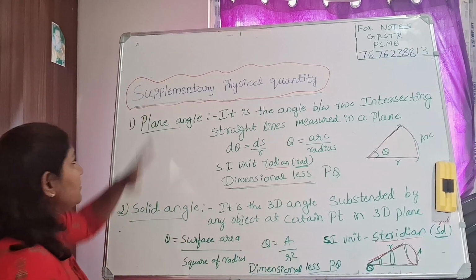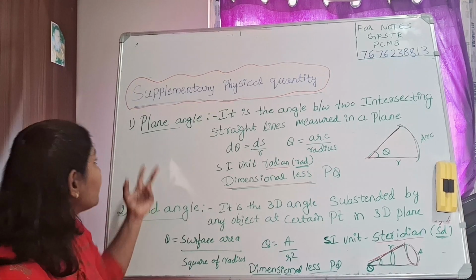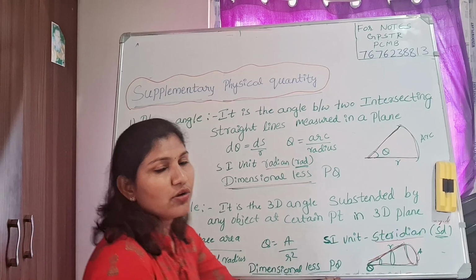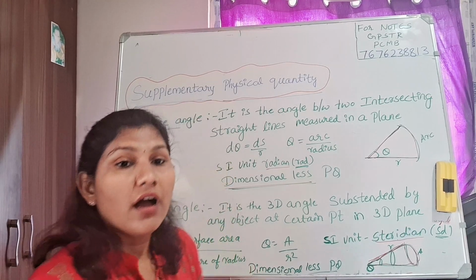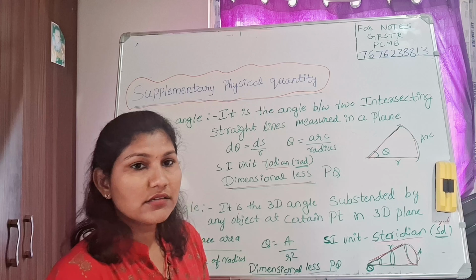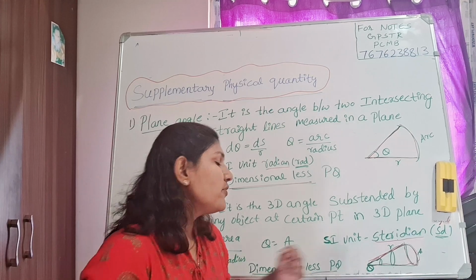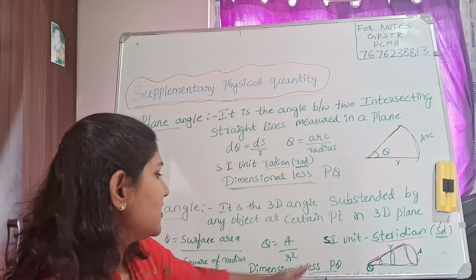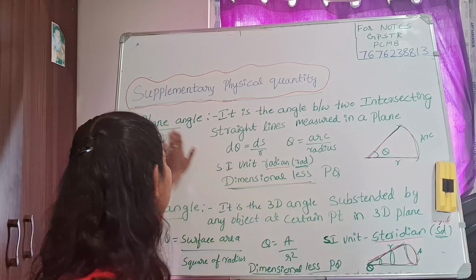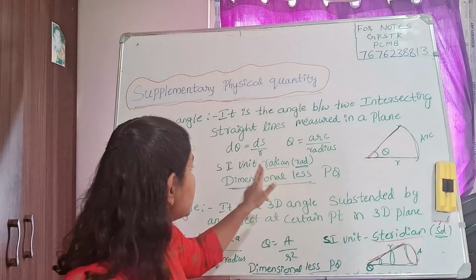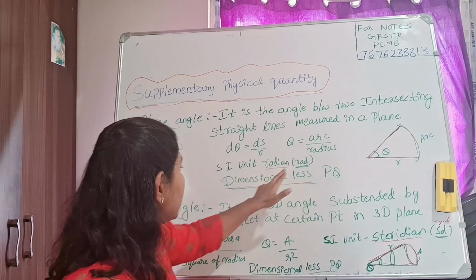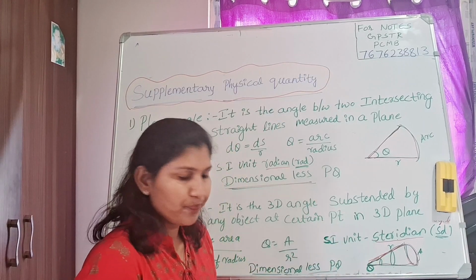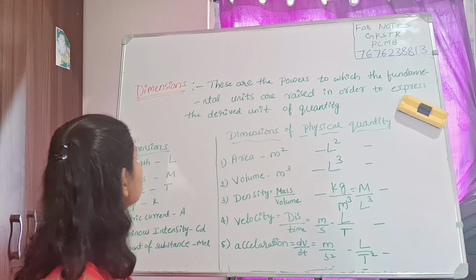So in supplementary physical quantities we get two types, plane angle and solid angle. Both are dimensionless physical quantities. In your exam, in MCQs, they will ask which one is a dimensionless physical quantity. This is very important, you should know. So there are two dimensionless physical quantities in supplementary physical quantity, plane angle and solid angle. And remember the SI unit for plane angle is radian, and for solid angle it is steradian. Remember this.